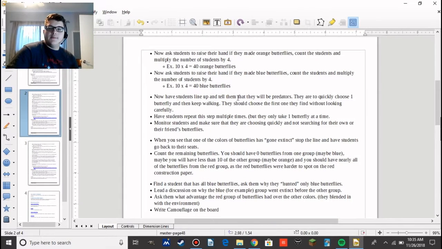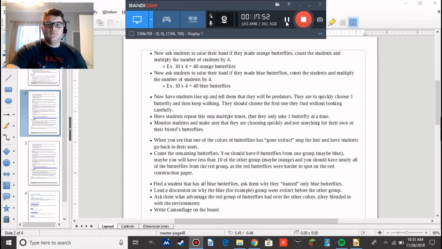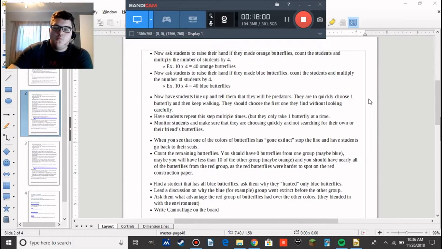Have students line up and tell them that they will be predators. I agree with this, to a degree, because by having them line up and be predators, they do have access. You can't do all of it for them, and you can't make all of it.